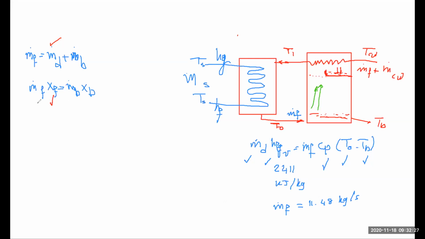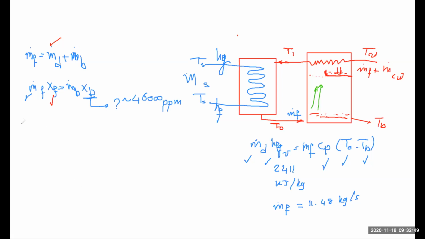So this is m dot feed. Now I know the value of m dot feed. So the only unknown here in this equation is XB. So I can calculate the salinity here, which is going to be about 46,000 ppm. Now we know the value of m dot feed.